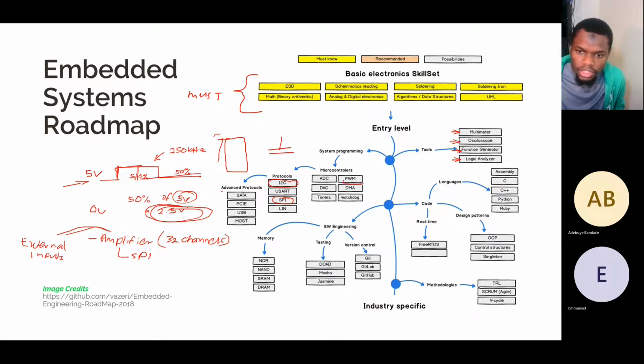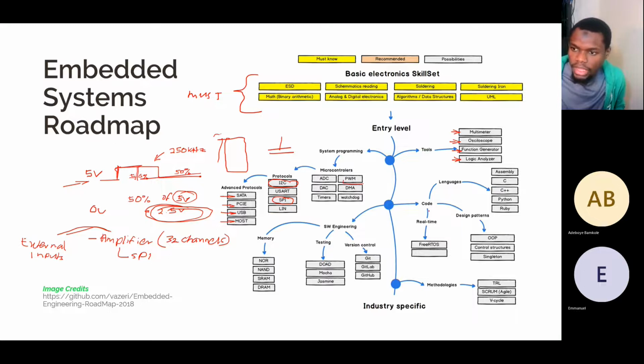And then you have some advanced protocols. You have SATA, I can't remember the full meaning of this, PCIe, USB. We all know USB. USB is Universal Serial Bus, MOST. Just like it says, they are advanced. Even I myself have not really used all of these. I think maybe just USB once in a while. But when you get to advanced levels, you probably touch things like this. So those are some of the things you need to know when you program microcontrollers.